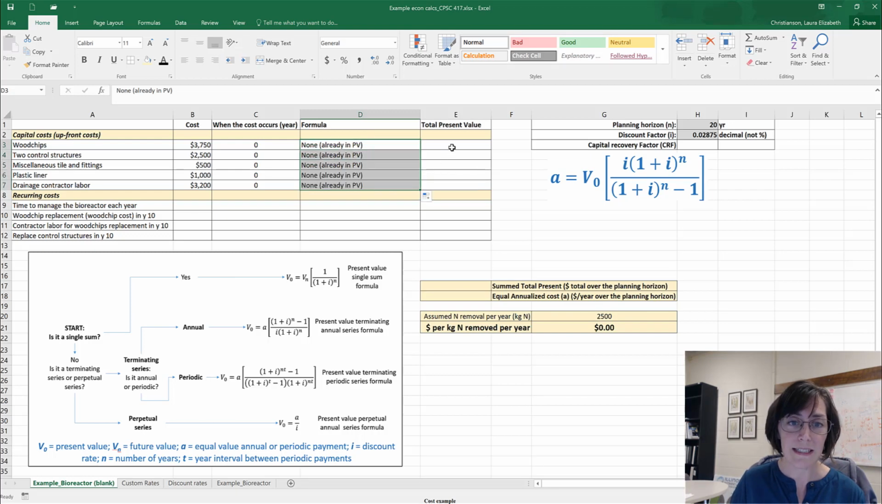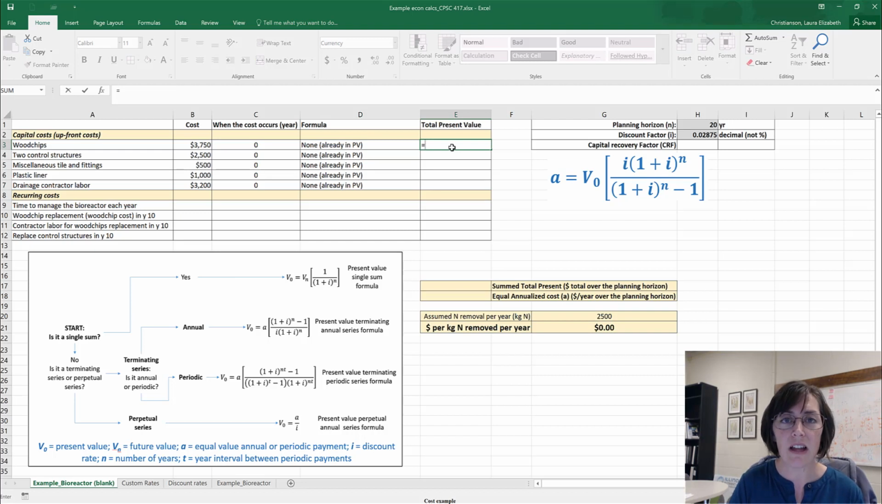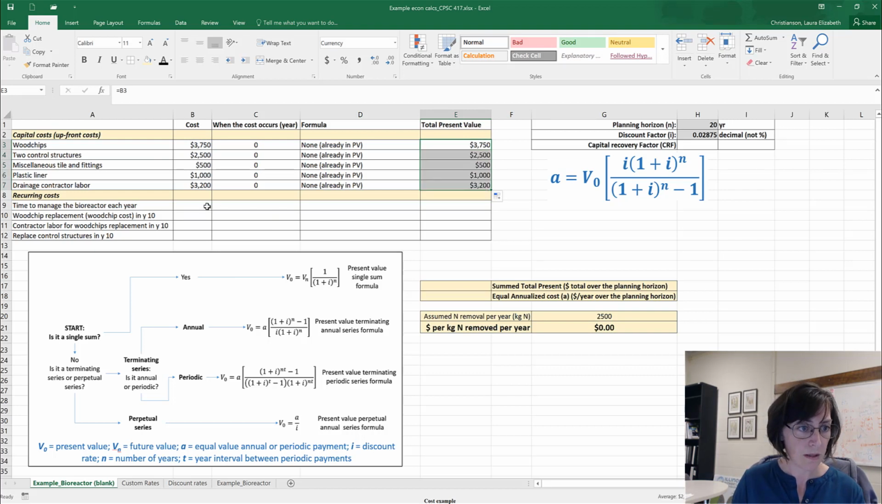Okay, so that's really easy. This is the easy part of the table. All these costs are already in present value because they're happening today when I install the bioreactor. So in my total present value column, I'm just going to set all those costs equal to the cost that I calculated. Now, moving to the next part of the table.